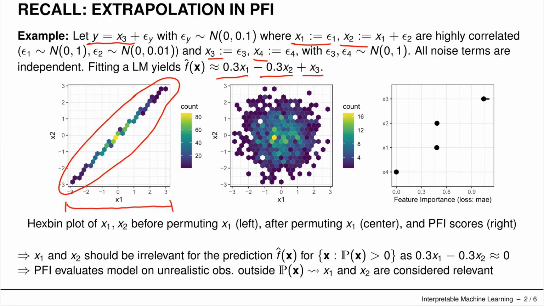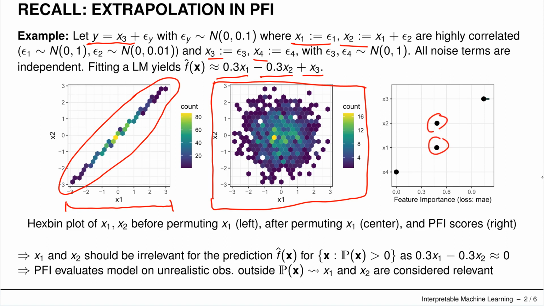So if we permute x1 without looking at x2, we'll end up with a permuted data set like this, which looks completely different. So it does not preserve the joint distribution. And that leads to values of permutation feature importance of x1 and x2 which are quite high, but they should be 0 because those two effects in the prediction always cancel out.